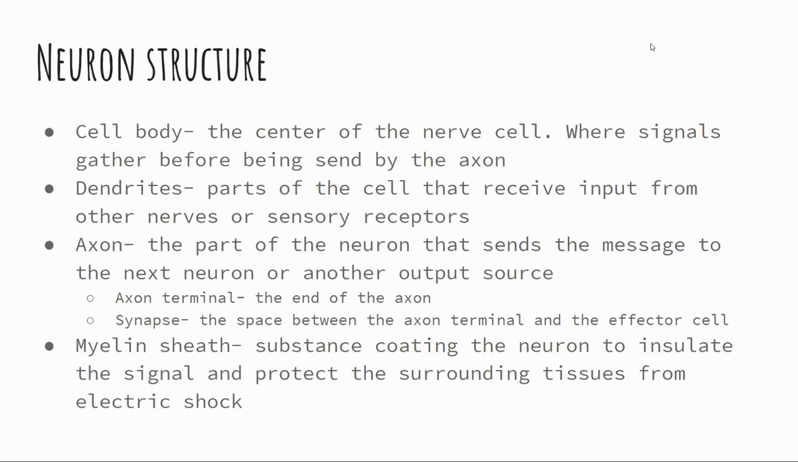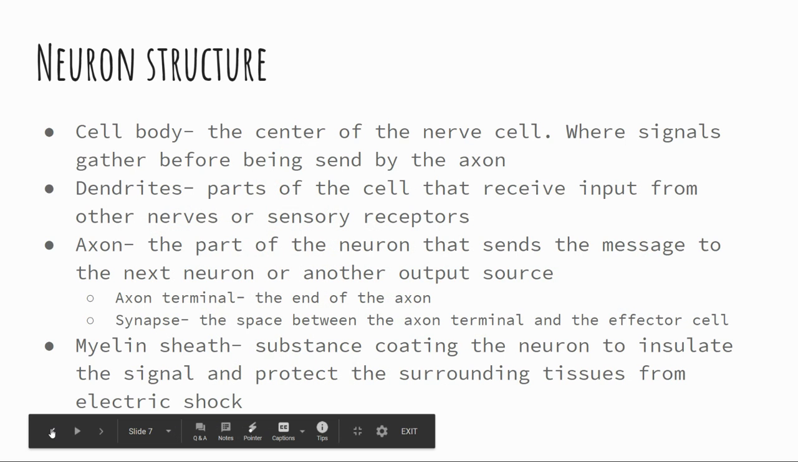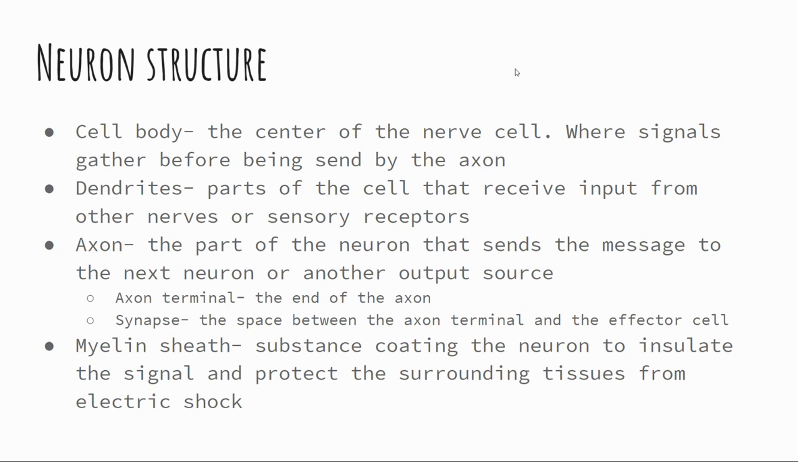So the neuron structure, very important for you to know the neuron structure. Neuron, of course, is a nerve cell. You need to be able to label the neuron structure. So if you want to write this down, and in the next slide, we actually have a diagram. If you want to pause or draw one in your notes, I would suggest it, or find one online to put in your virtual notes.